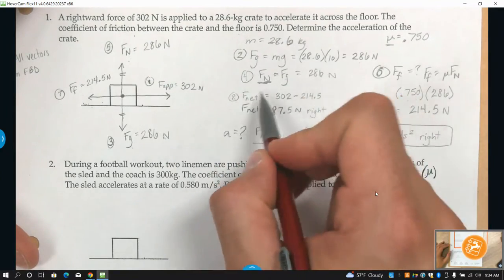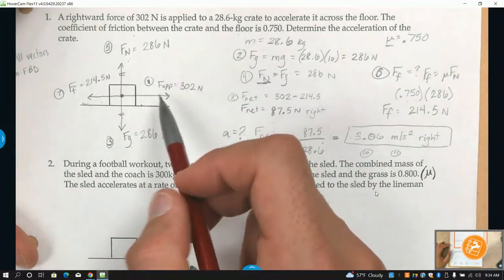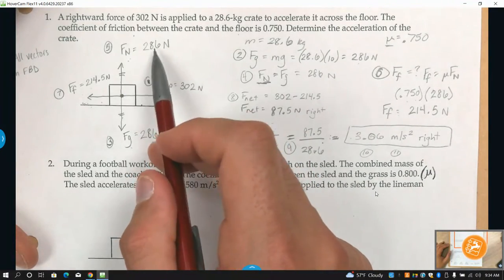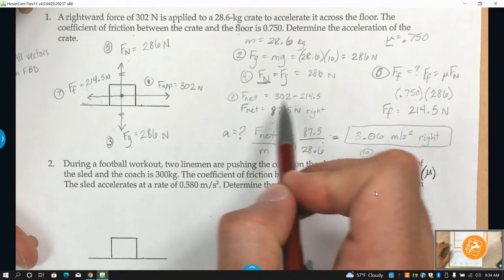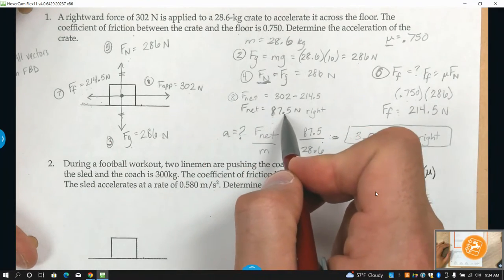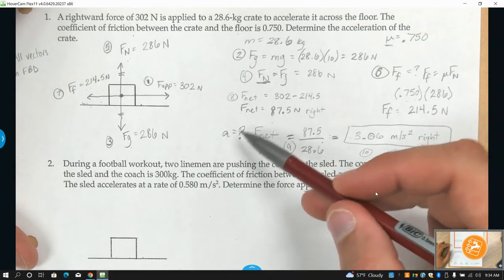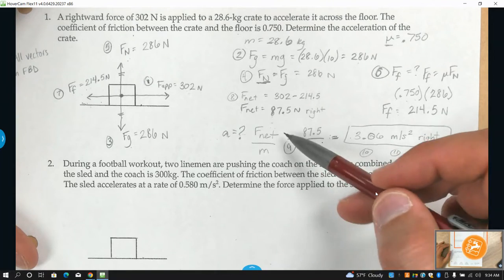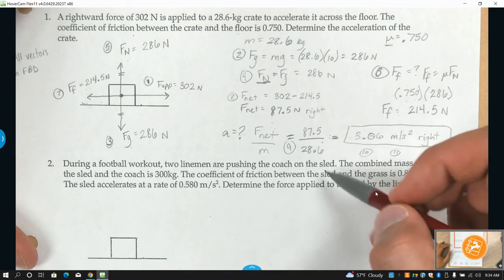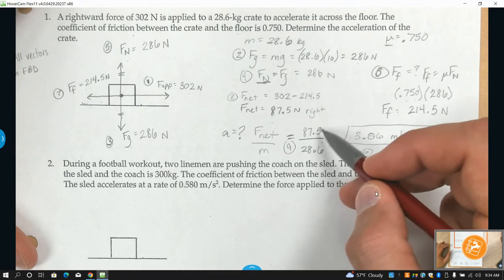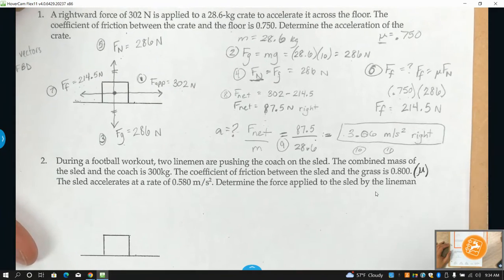To find the net force, you're basically going to add or subtract however you need to in order to come up with a singular force. Top and bottom balance, 302 to the right, 214 to the left. So you're going to subtract them. The answer comes out to be 87.5 newtons to the right. Then to find your acceleration, here's your equation: net force divided by mass. Plug in your numbers, plug in the values that we had, get your answer with the correct unit, and then give the direction as well.